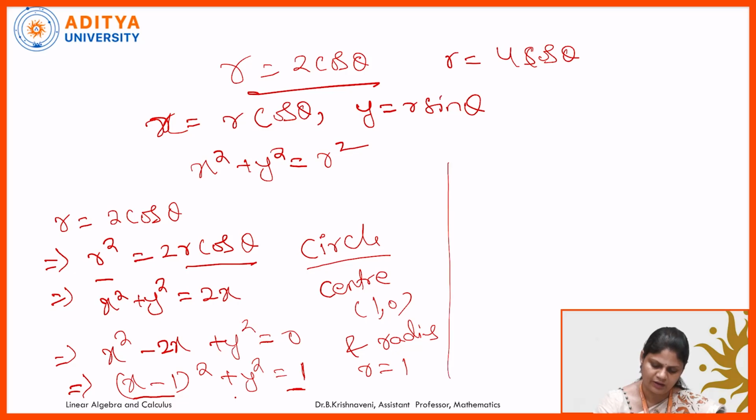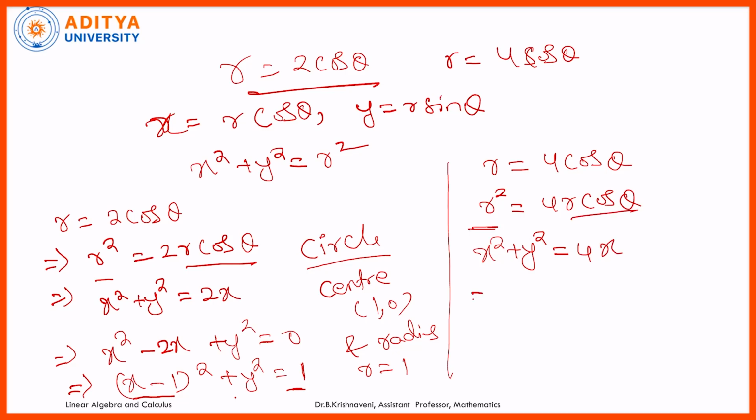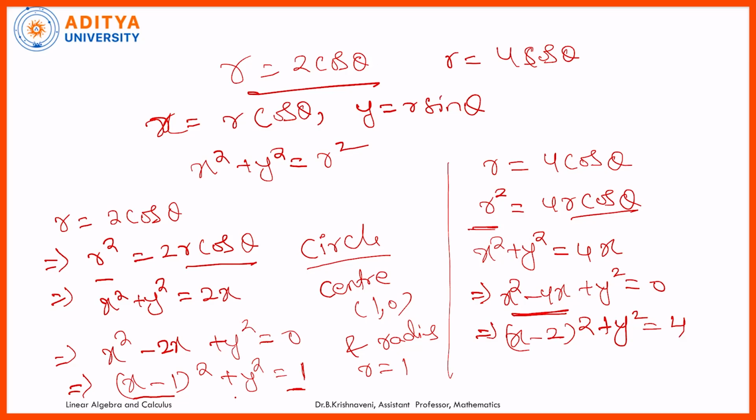In a similar way, take the second circle, r = 4 cos θ. Multiply both sides by r, which gives r² = 4r cos θ. Writing r² as x² + y², and r cos θ as x, we get x² + y² − 4x = 0. Now this can be written as (x − 2)² + y² − 4 = 0, and the −4 can be taken to the RHS, which becomes +4.